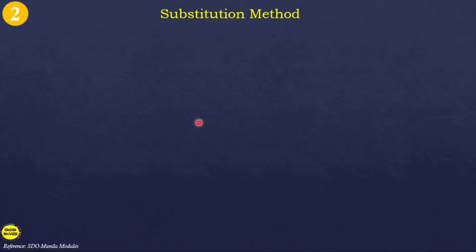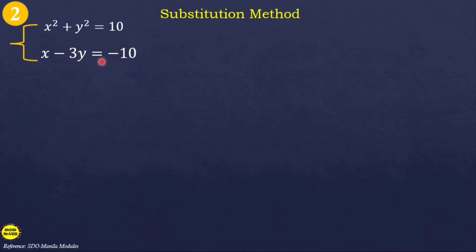So another example by using substitution method. So x squared plus y squared is equal to 10, x minus 3y is equal to negative 10. So ano yung gagawin natin para sa substitution? So ano yung isa-solve natin? So dapat lipat natin. Kasi yung x natin walang kasamang numerical coefficient.